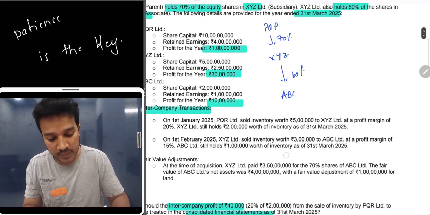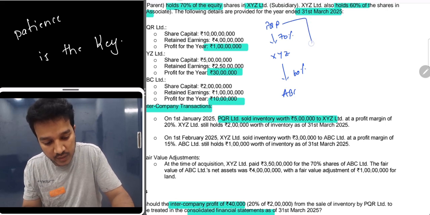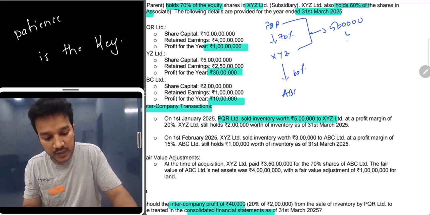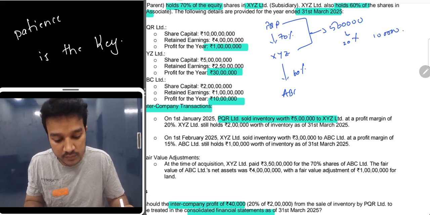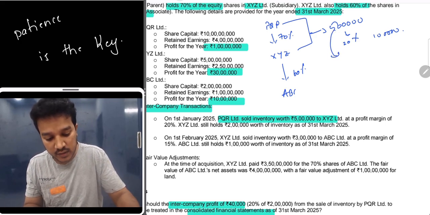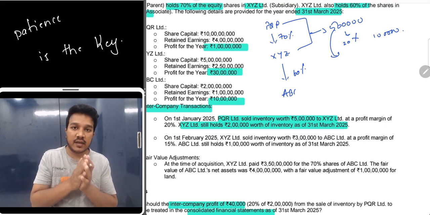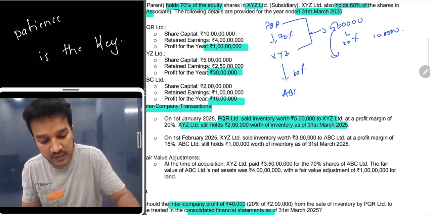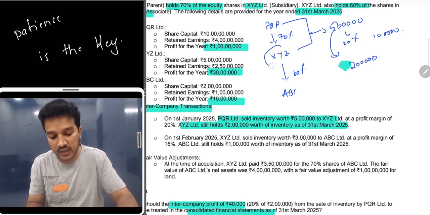On 1st January, what happened? PQR Limited sold inventory worth rupees 5 lakhs to XYZ Limited. So PQR Limited has sold worth rupees 5 lakhs, okay, at a profit margin of 20%. 5 lakhs at 20% comes to 1 lakh. Okay, out of 5 lakhs, XYZ Limited holds 2 lakhs worth of inventory. Okay, 5 lakhs was sold, but as on the consolidation, that is as at the year end, only 2 lakhs inventory is lying with your subsidiary. Okay, is lying with your XYZ Limited.